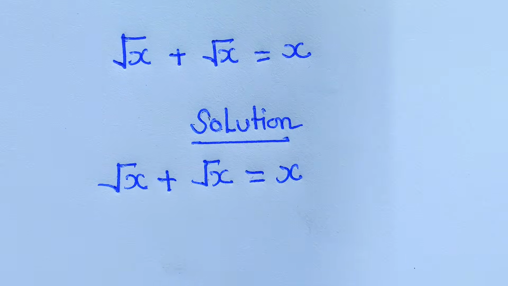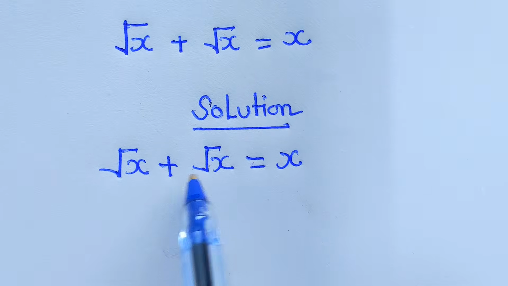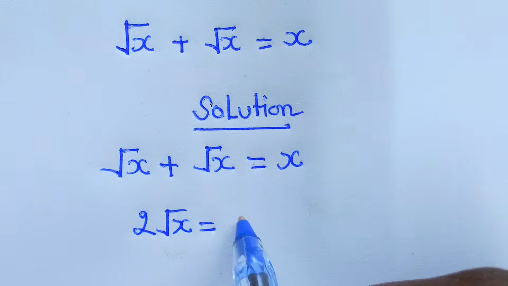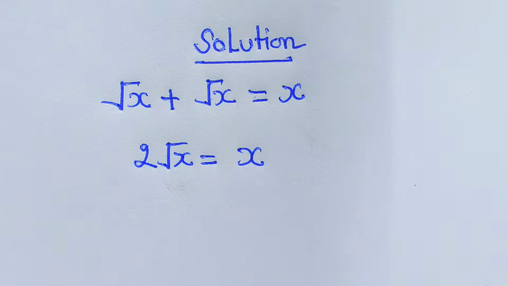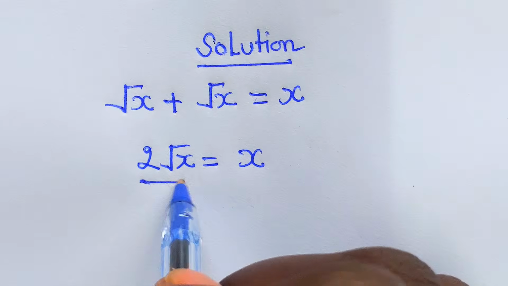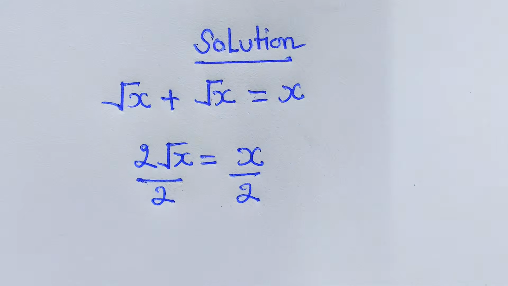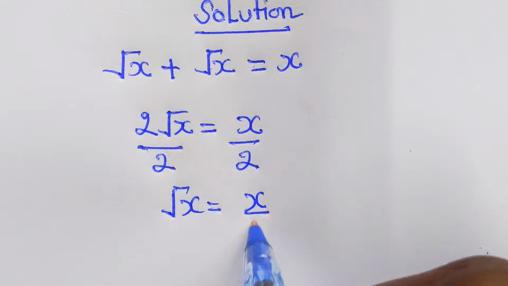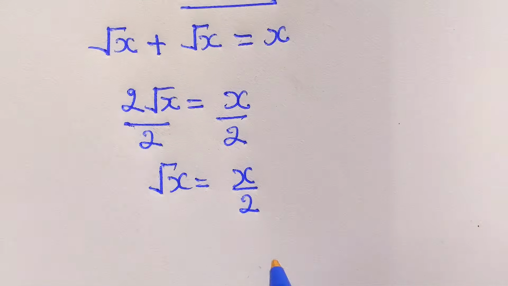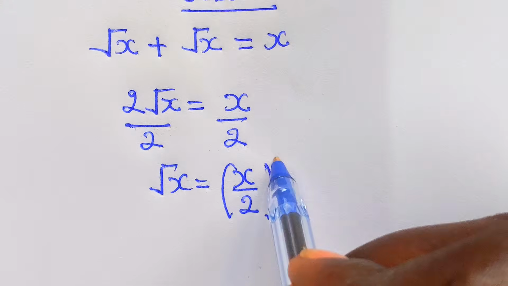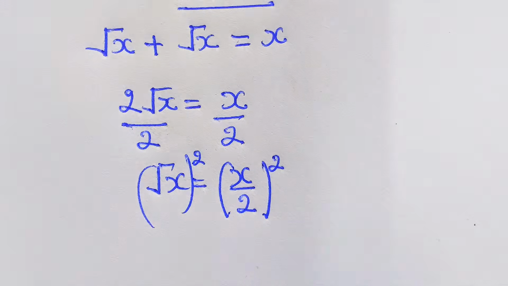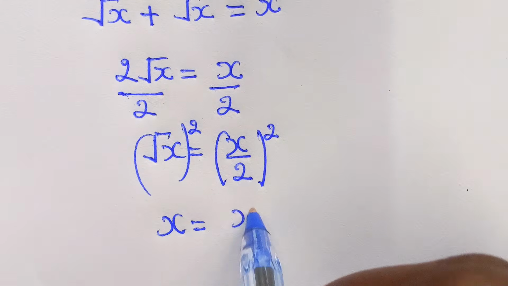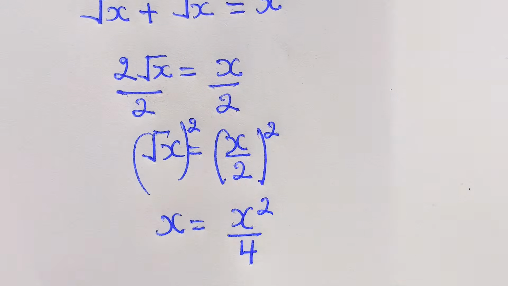Okay. And if you add this square root of x, we shall get 2 square root of x equals x. Okay. And we shall divide 2 on both sides to get square root of x equals x over 2. Okay. And by squaring both sides, in order to remove this root we have right here, we shall get x equals x squared over 4.